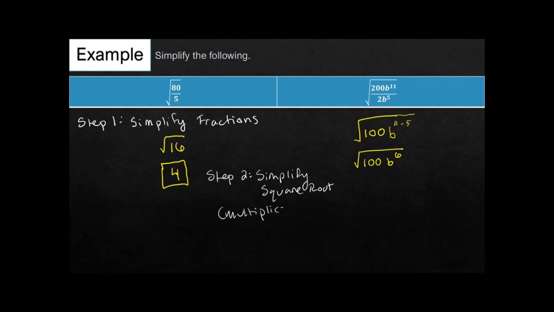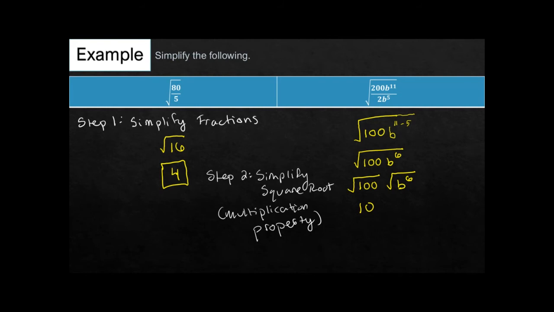And we're going to be using the multiplication property here. Because I can split this up so that I have the square root of 100, and then I can split it up so I have the square root of b to the 6th. That's a really nice handy thing when you have a number and a variable, that you can split those up. And so we can take the square root of 100, it's a perfect square, and so that comes out to 10. And then we need to figure out what to do with that b to the 6th.